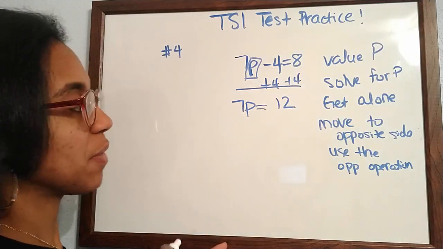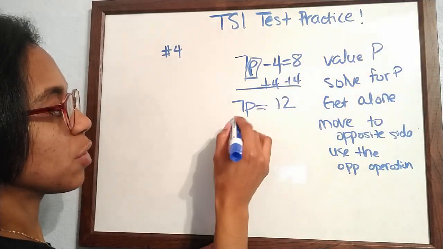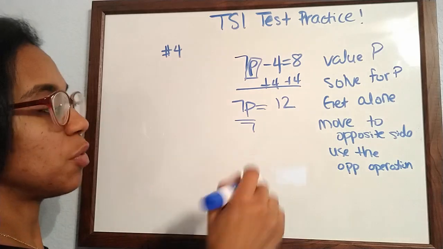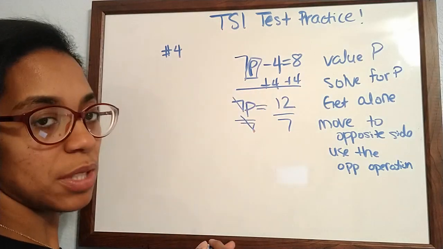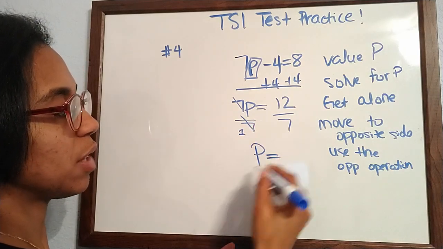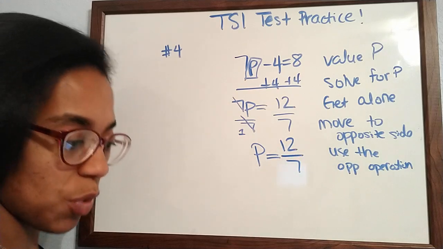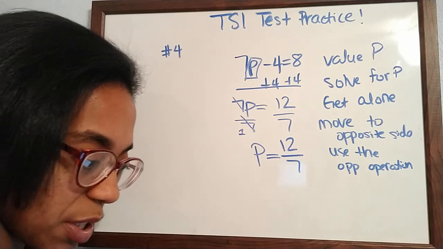I'm multiplying 7 times p because anytime you have a letter and a number touching, that means you're doing multiplication. So 7 times p is equal to 12. I'm going to do the opposite, which is divide by 7 on both sides. That's going to reduce down to 7 divided by 7 is a 1. I don't have to write the 1. If it helps you understand, you can. And my answer would be p is equal to 12/7. And that would be answer choice letter C.